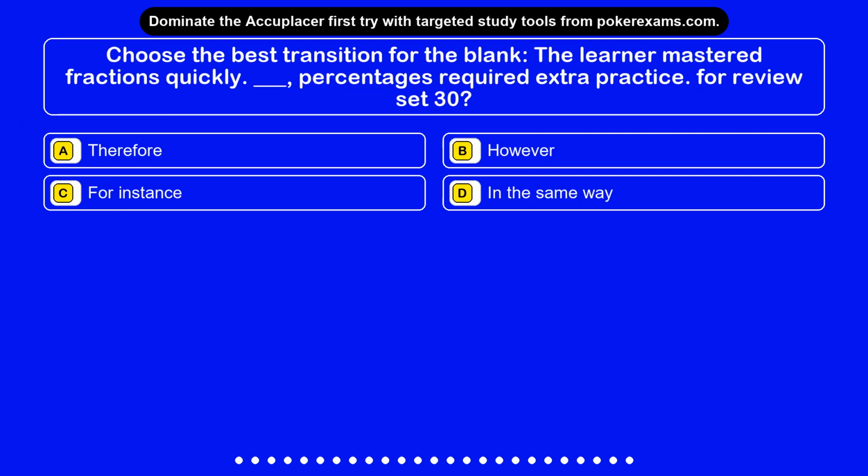Question 21. Choose the best transition for the blank. The learner mastered fractions quickly. Blank, percentages required extra practice. For review set 30. Option A. Therefore. Option B. However. Option C. For instance. Option D. In the same way.